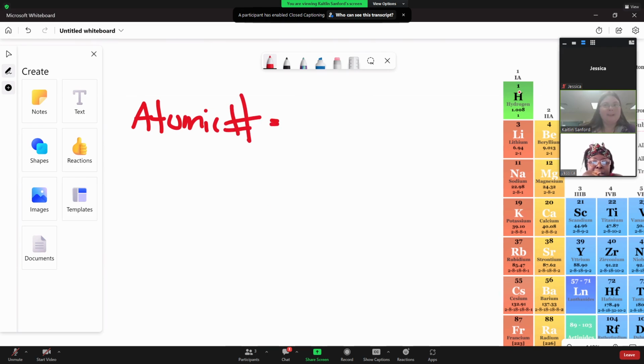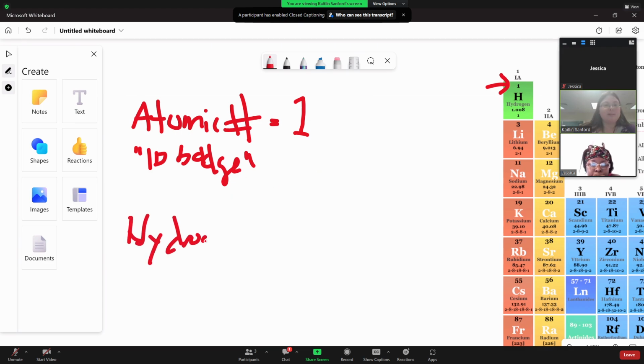Okay. So what is the atomic number of hydrogen? That'll be 1. Yeah. Right there, okay? You can think of this as kind of like the ID badge, okay? I remember that. Because this is how many protons that hydrogen has. You know that hydrogen has 1 proton. Okay?